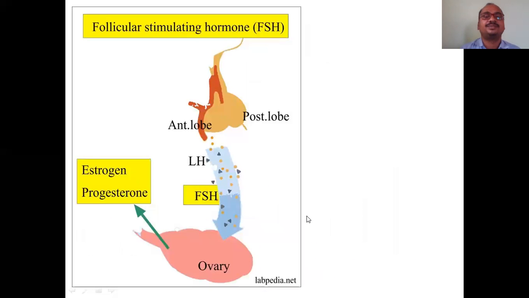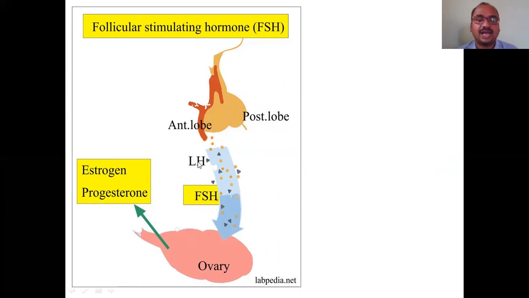Next is follicular stimulating hormone and LH, luteinizing hormone. These two are secreted by the anterior lobe only. I have already told you. These two hormones will be there mainly in ladies. In gents also there is luteinizing hormone, not follicular stimulating hormone. Luteinizing hormone, you can find in little quantity in gents also, but mainly it is related to ladies. So how to keep in your mind: luteinizing hormone, L, ladies. FSH, females, follicular stimulating hormone, females. So ladies, females, like that you can remember easily.